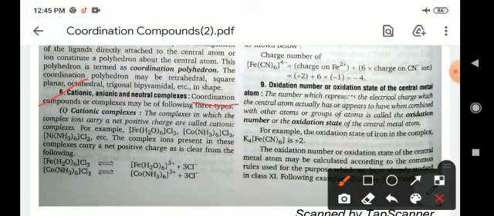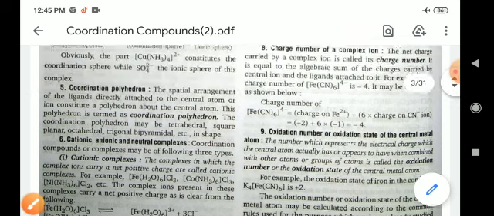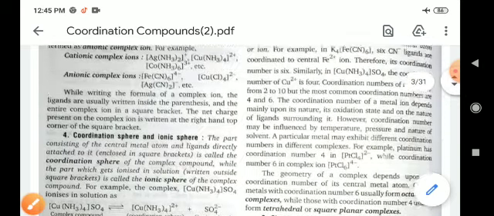Coordination compounds or complexes may be of the following types. Number 1, cationic complexes: the complexes in which the complex ion carries a net positive charge are called cationic complexes. For example, [Fe(H2O)6]3+ after ionization gives [Fe(H2O)6] 3 plus. So in this complex compound, the complex ion carries a net positive charge of 3 plus. These types of complex compounds are known as cationic complex compounds.